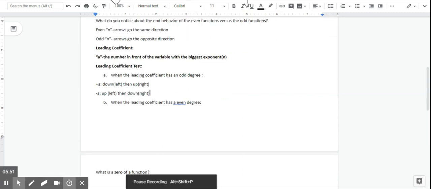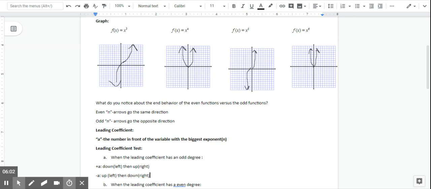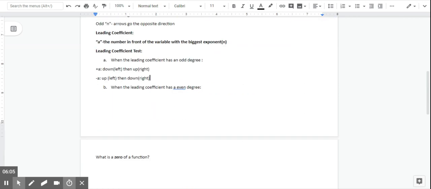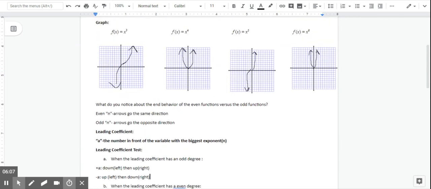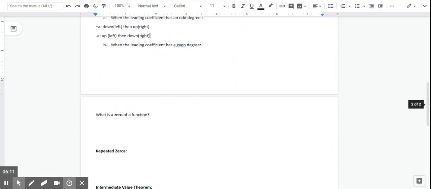So once again, if our biggest exponent is odd and the number in front of that x is positive, we go down on the left and up on the right, as you can see here. Down on the left, up on the right. If it is negative, it's going to switch. So it'll go up on the left and down on the right.